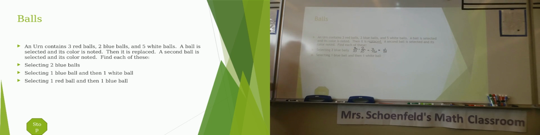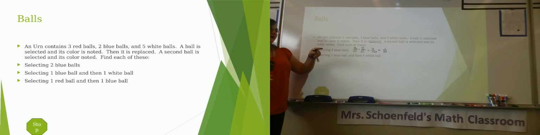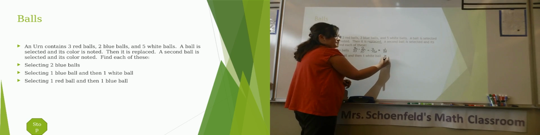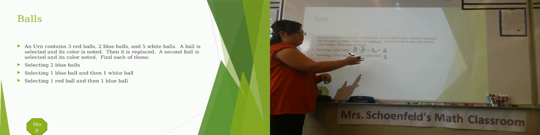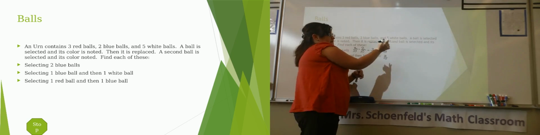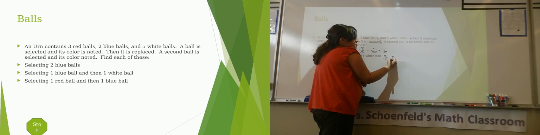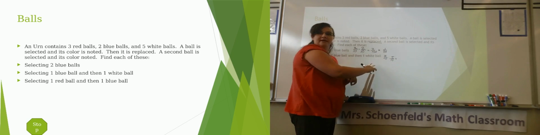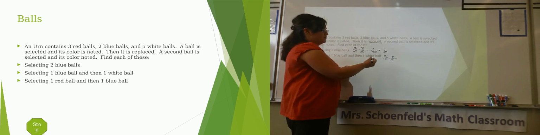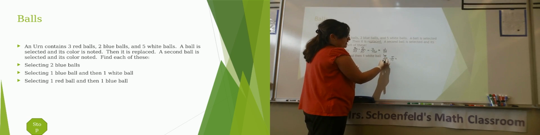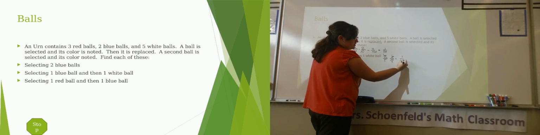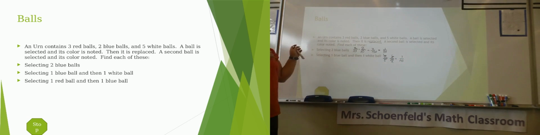Okay. What's the probability of selecting 1 blue ball and then 1 white ball? So if I get 1 blue ball, I have 2 out of 10, times the probability of 1 white ball, 5 out of 10. You can reduce it whenever you want to. Just write out your original thing for me. But if you wanted to reduce it here, you could be like, oh, 1 over 5, 1 over 2. Hey, my answer is 1 over 10. Or you could multiply it all the way out and then reduce it like we did here.